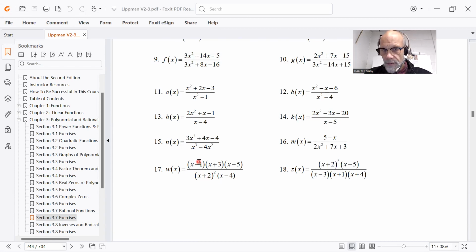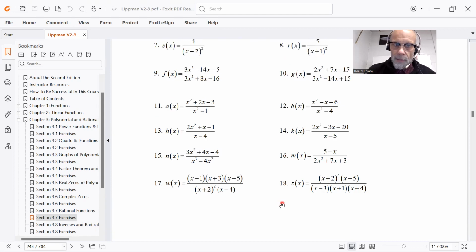Well, if you did expand that top, you'd get x cubed plus some other stuff. If you expanded the bottom, you'd get x cubed plus some other stuff. And the other stuff doesn't matter when you're out at very large, really negative or really positive numbers, negative infinity, positive infinity. So in this case, it'll be x cubed over x cubed. y equals 1 is the horizontal asymptote. Okay, so I hope that helps.